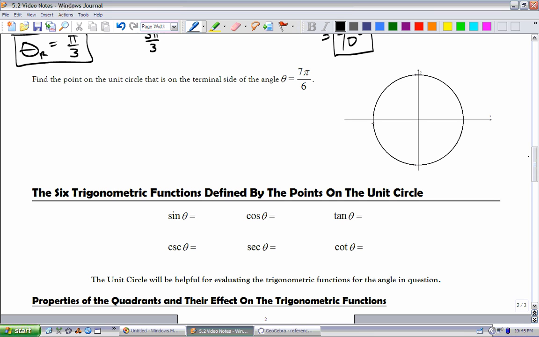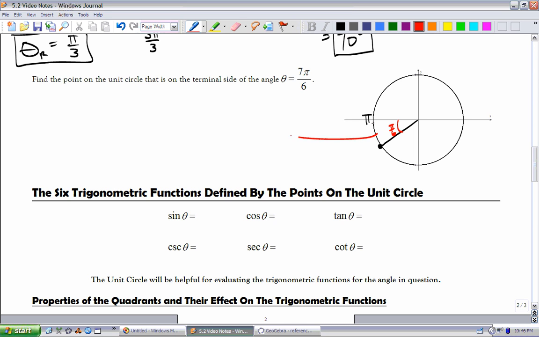Now we want to find a point on the circle that is on the terminal side of 7 pi over 6. This is a crucial idea also. If I think of pi as 6 pi's over 6, then 7 pi over 6 is 1 more pi over 6. So it's somewhere in here, and we're looking for this point. My reference angle then is pi over 6. It's 1 more pi over 6 than pi.